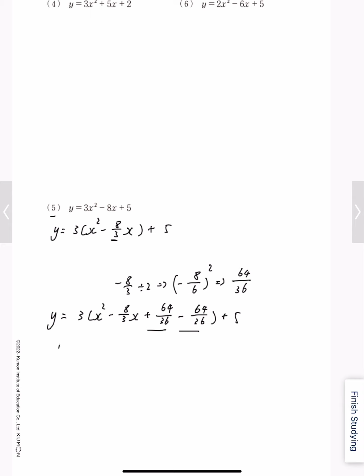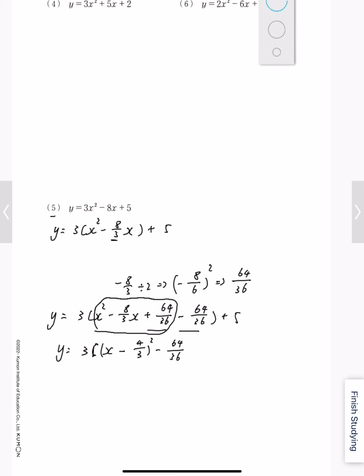So now, y equal to 3x squared. Oh, I need to factorize it, right? I need to factorize this guy here. So what's my factorization here now? Smart, you: x minus 8 over 6, right? In this case, 4 over 3, right? To the power of 2 minus 64 over 36.